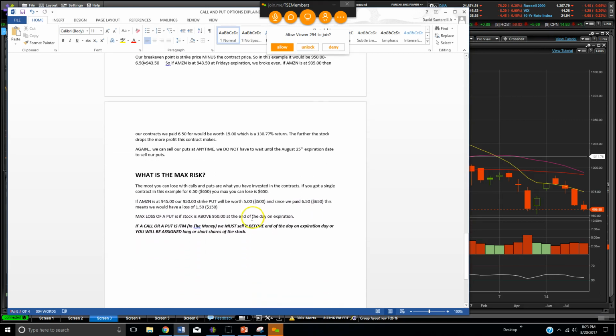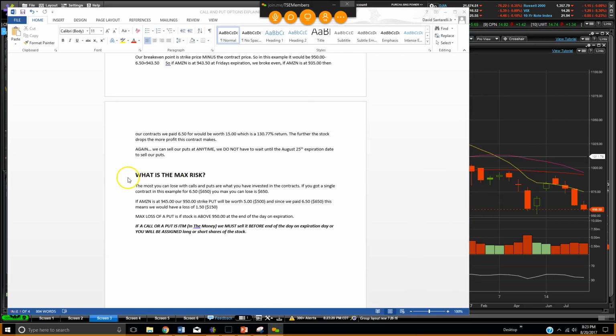Now here again, maximum risk. Still have people joining here. All right, the maximum risk on the puts. The most you can lose with calls and puts is what you have invested in the contracts. So if you got a single contract in this example, the 950 strike, it costs you $650. That means the most you can lose is $650.